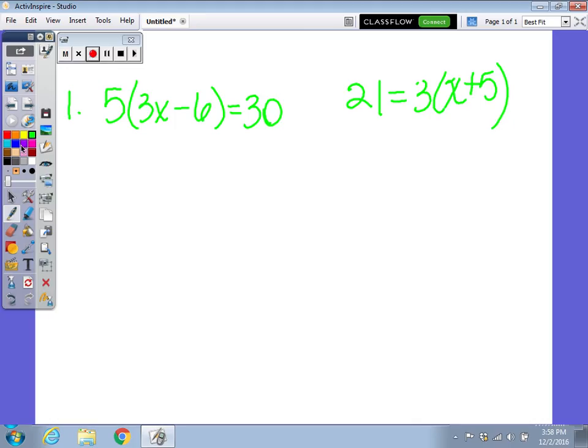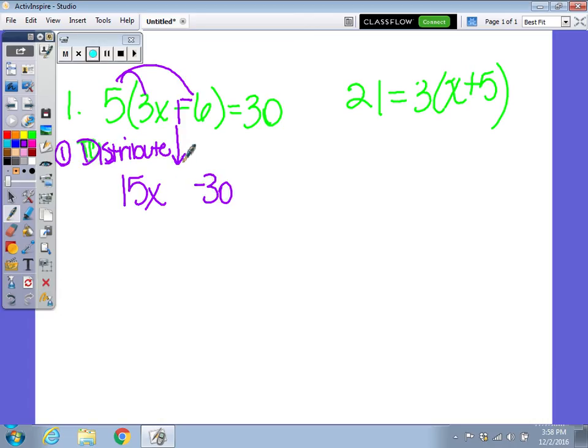Okay, in the first problem, I have 5 times the difference of 3x minus 6 equals 30. Well, on the first step, I'm going to use the distributive property. Distribute is what I'm trying to write here. Okay, so 5 times 3 is 15, and the x comes with it. I change this to plus a negative. 5 times negative 6 is negative 30, and remember that this addition sign comes down. Okay, that's how I like to do it.